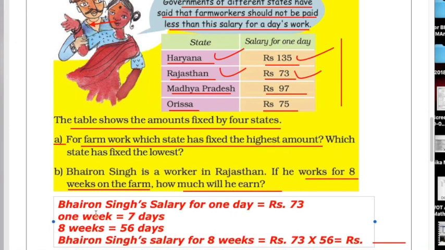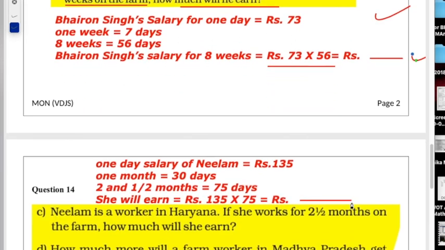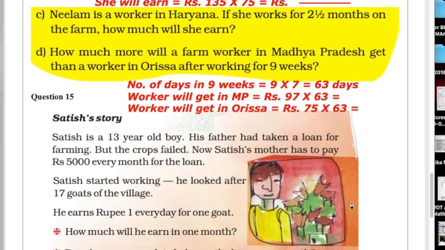Bhairo Singh's salary for one day is rupees 73, and 1 week is 7 days. For 8 weeks, 7 multiplied by 8 is 56 days. So Bhairo Singh's salary for 8 weeks will be rupees 73 multiplied by 56. You are good students, you can multiply and find the answer. That is his salary for 56 days, or 8 weeks. Very good students.